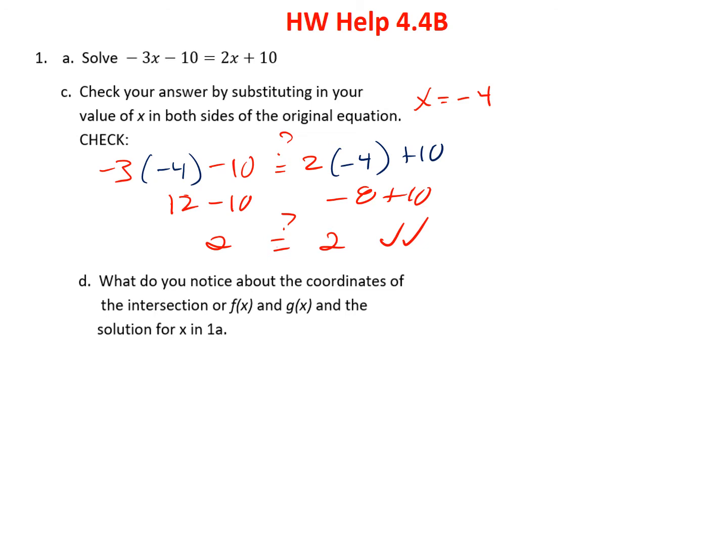And then the last question, what did you notice about the coordinates of the intersection of f of x and g of x and the solution? Well, we noticed that in the coordinates we had minus 4, 2, and our solution was x equals minus 4. So notice this was x and y, so the two were the same. Just an additional way that maybe to solve that problem if you're only looking for one variable.